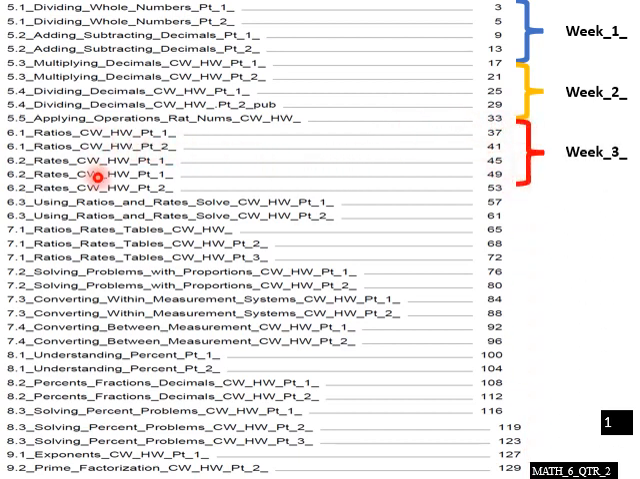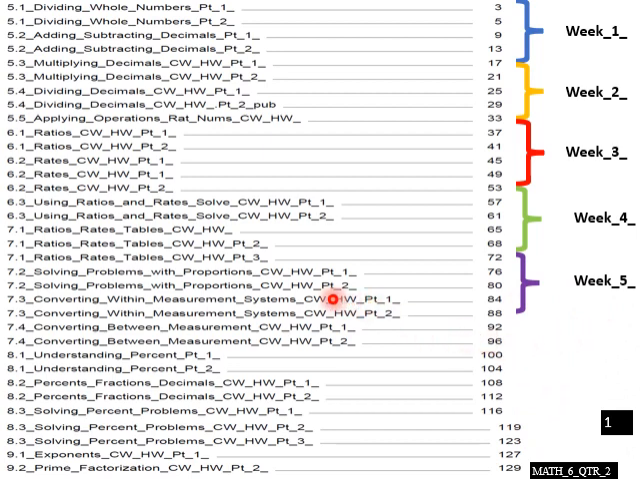Week 3, ratios. The whole week is ratios and rates for week 3. Week 4, using ratios and rates and solving problems that involve ratios and rates. Week 4 and more, ratios, rates, and tables. We start building tables with ratios.